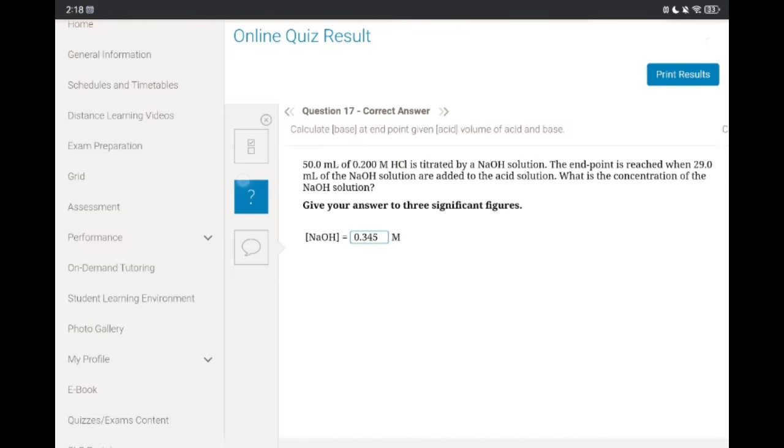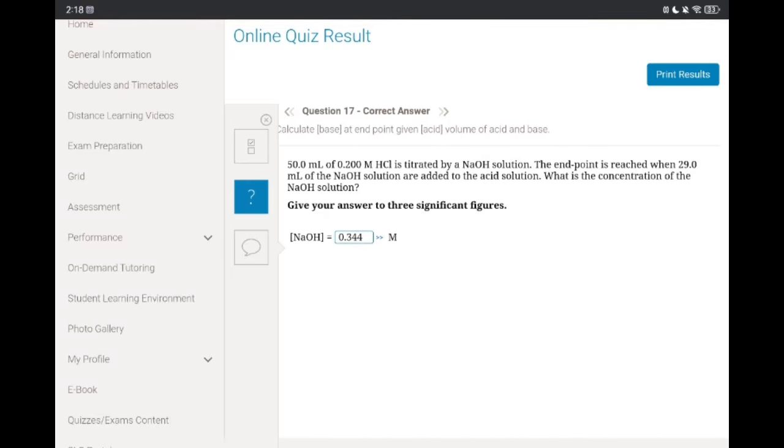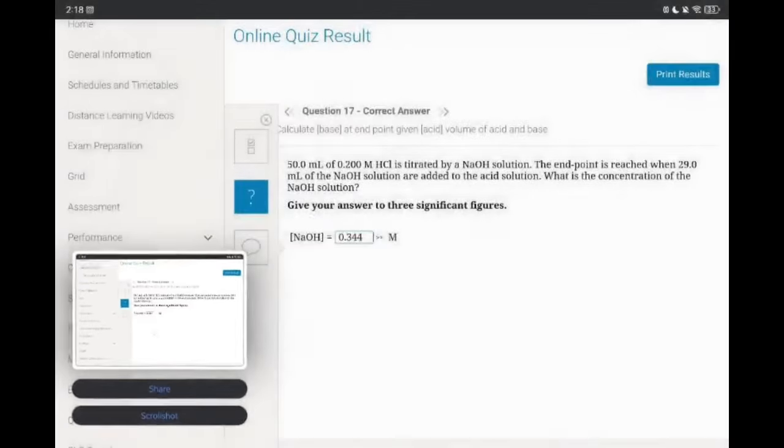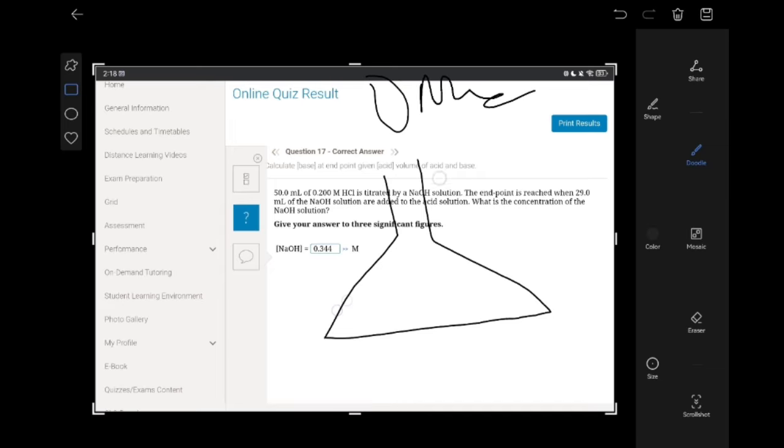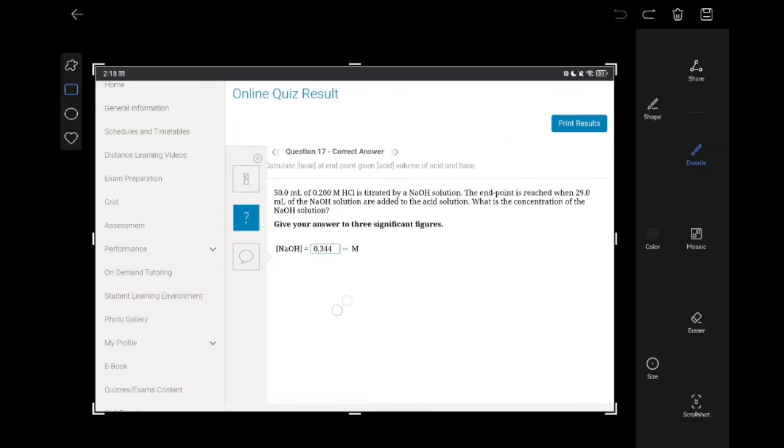This quiz has a lot of repeat questions, but they're mostly easy. Okay, this one's a bit hard. So okay, you have HCl and NaOH. So HCl is titrated by NaOH. That means you have a flask, and the burette, and here's NaOH and here's HCl. They give you all the information.